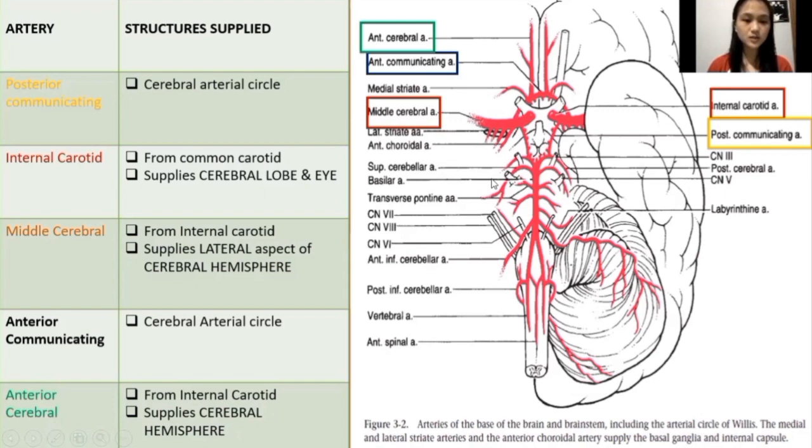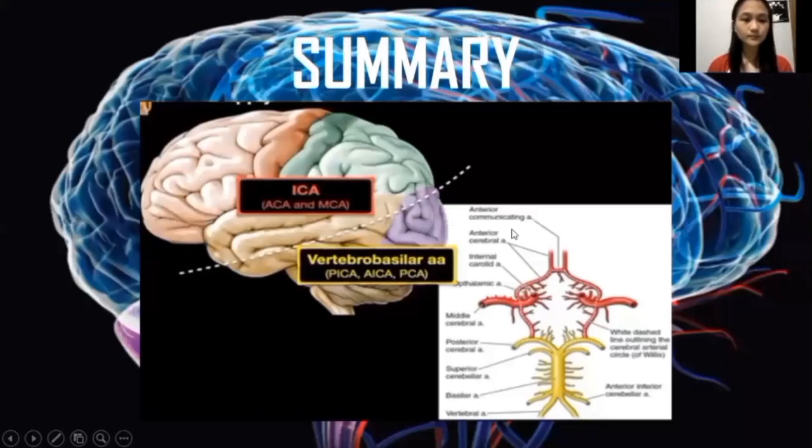Again, this picture shows where these arteries are located. That's all, guys. I hope you learned something from us, and thank you for listening.